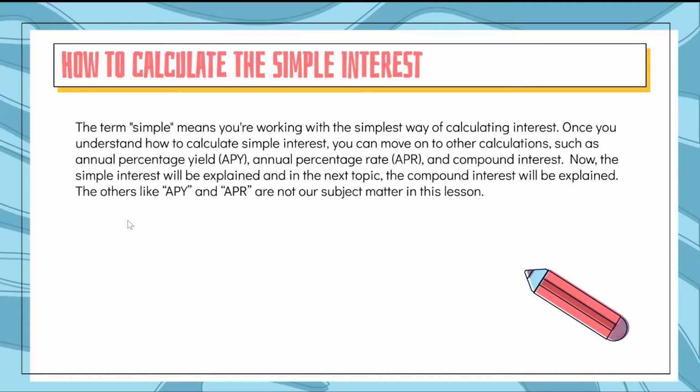Percentage yield, annual percentage rate, and compound interest. Note that simple interest will be explained, and in the next topic compound interest will be explained. APY and APR are not our subject matter in this lesson. We are talking about the formula, what a simple interest is and what its formula is.